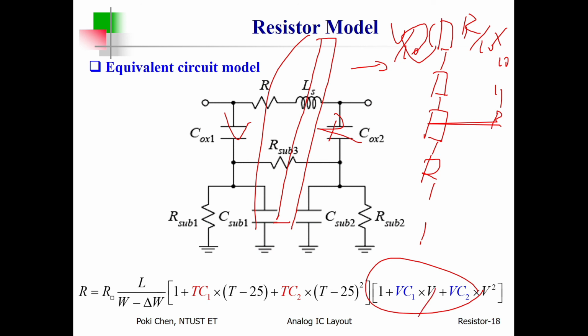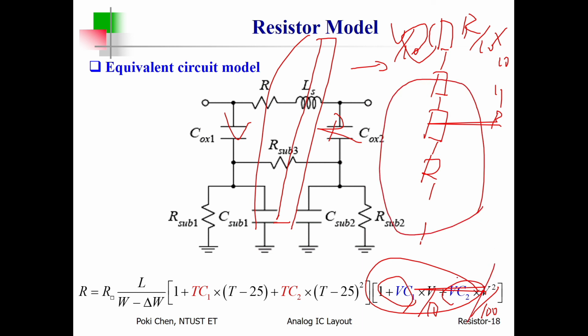And you can see the impact of VC1 is reduced by 10. And how about VC2? Oh, it is reduced by 100. Congratulations. Even though your resistor has VC2, with such a serial connection, I promise you, you can totally neglect VC2. That is the power of sub-devices.